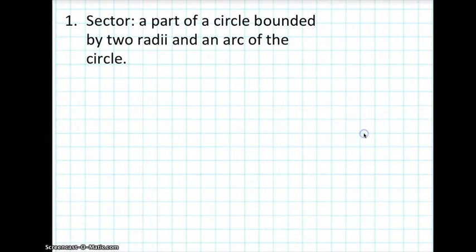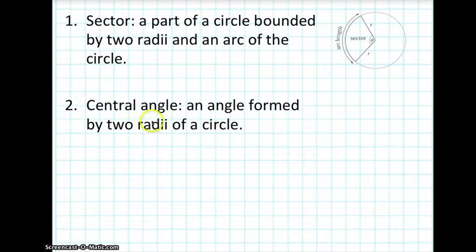In 4.1, there are three definitions. The first one is a sector, and that's a part of a circle bounded by two radii and an arc of the circle as shown here. The two radii, the arc, and this is the sector. A central angle is an angle formed by two radii of a circle. That's one radius, that's the other, and this forms the central angle.